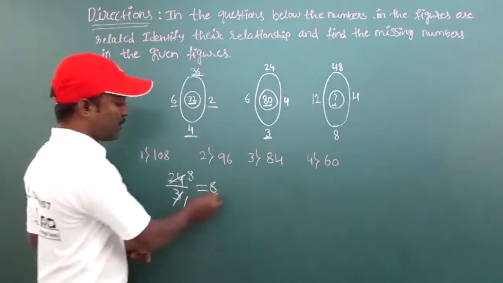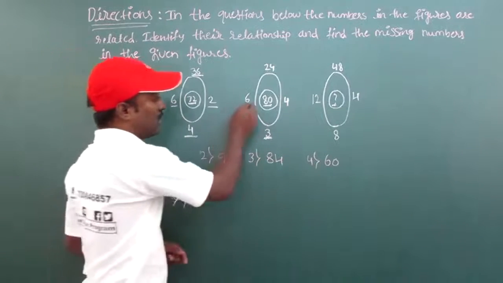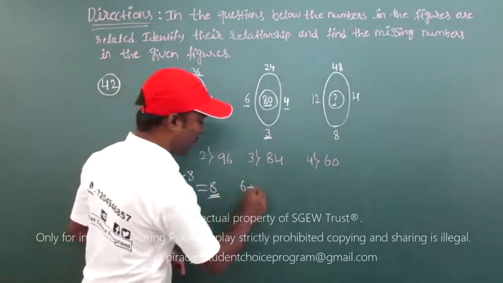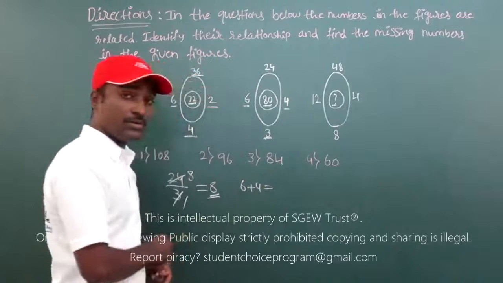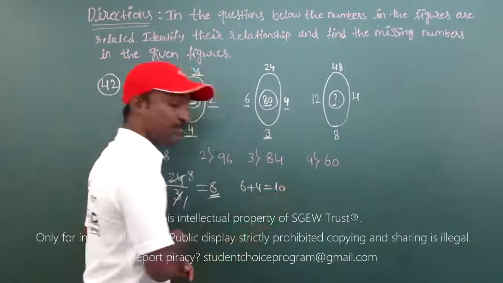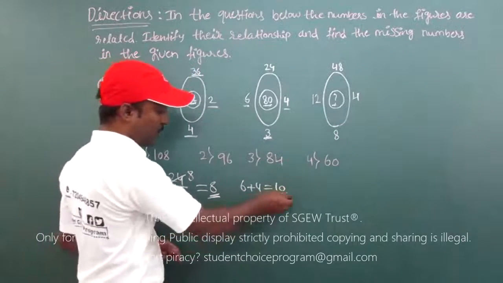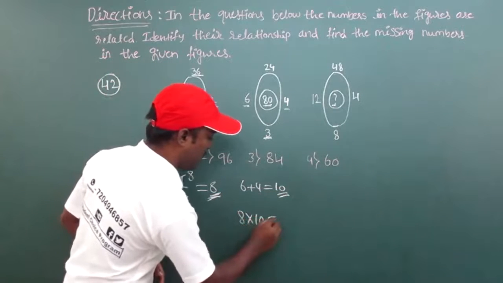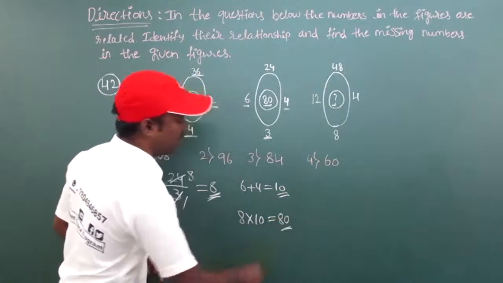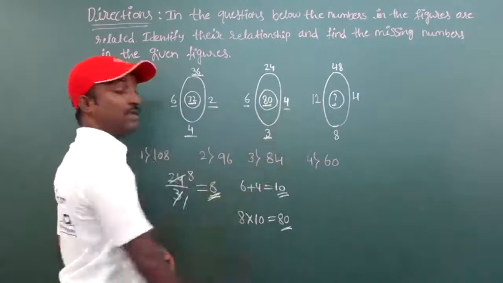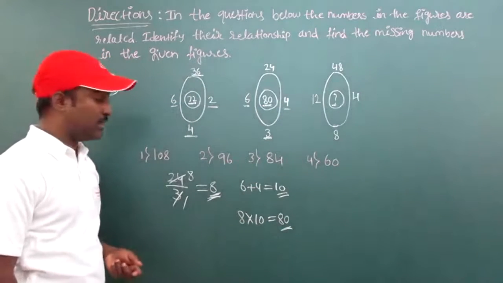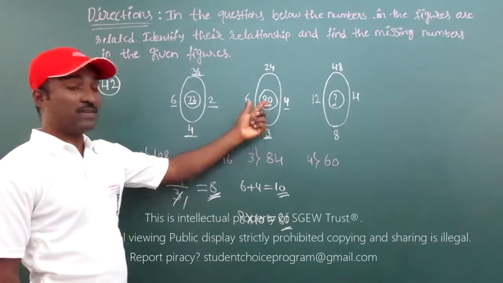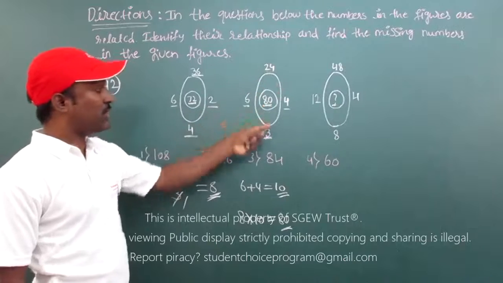Now, next step is, you have to add these two numbers, 6 and 4. So what is 6 plus 4? 6 plus 4 will give you 10. Next step is, you have to multiply these two numbers, that is 8 into 10. 8 into 10 will give you 80. Yes, that is the number 80. So this is how we obtain the number present at the center of the circle by using the surrounding numbers.